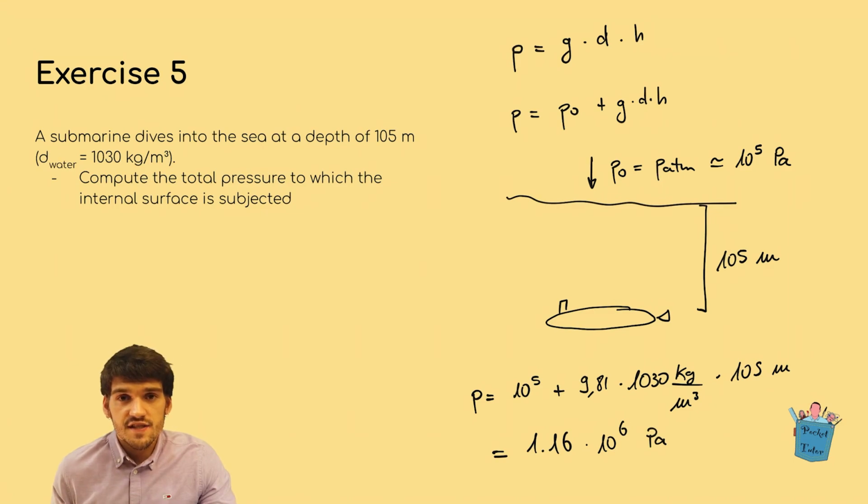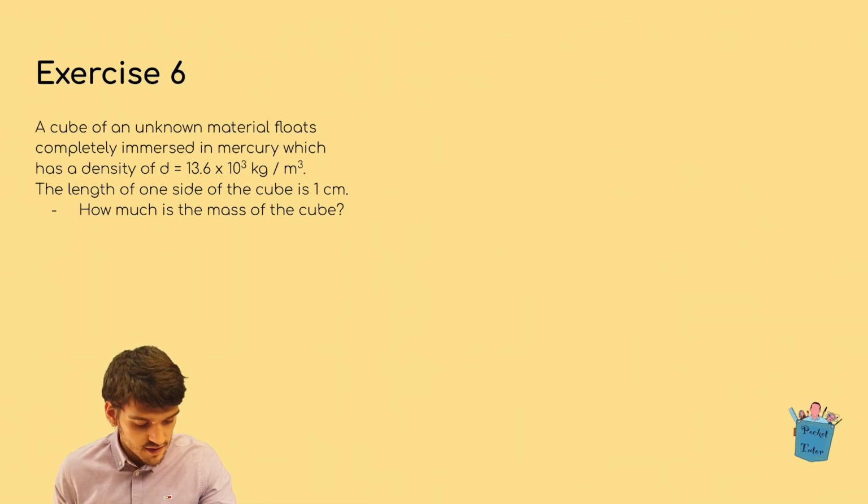The next exercise about fluids equilibrium says, a cube of an unknown material floats completely immersed in mercury, which has a density D equal to 13.6 times 10 to the 3rd kilograms per cubic meter. The length of one side of the cube is 1 centimeter. How much is the mass of the cube?